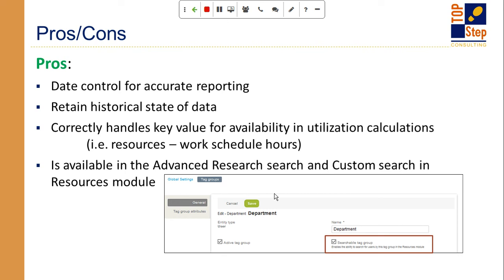And a nice little bonus, especially if you're using things like the practice or the geography, in the resources module, the advanced search and custom search actually can also search on entity tag in addition to the skill profile. So that's a big plus because the entity tag is the one thing that sort of straddles the user record and the skill database, because it can be used in the search option. You just have to tell the tag group that it's searchable. Okay.